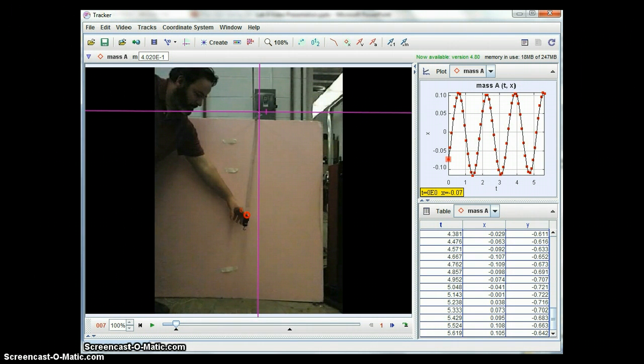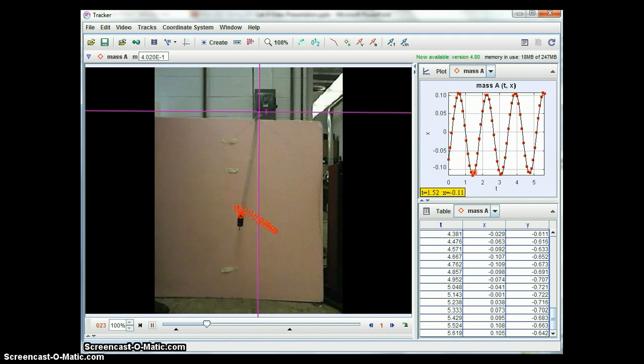Here in Tracker is a video of a mass hanging from a spring. The calibration stick was set to the length of the relaxed spring mass system. You can see the tracking of motion of the mass as it is pulled to the side, released, and allowed to move in the x and y directions.